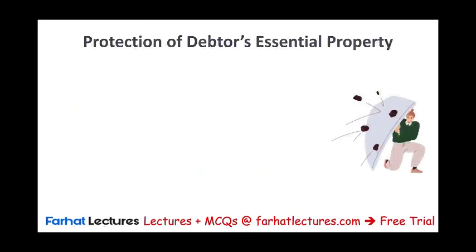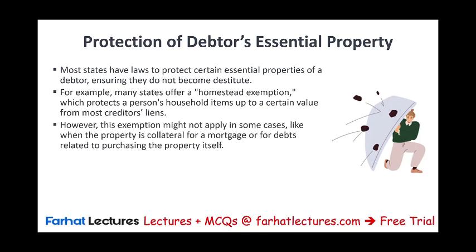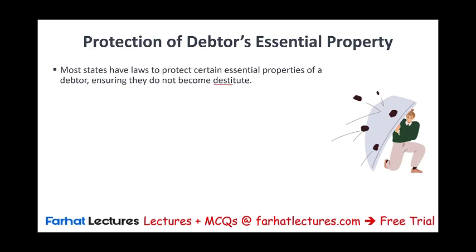Protection of debtors' essential property. In most states, state laws protect certain essential properties of the debtor, ensuring that they don't become destitute. Basically, they don't want the other party, the creditor, to take everything, the property, the home. So they have limits on certain assets. Why? Because they don't want the debtor to become really poor and homeless, then it becomes a state problem.